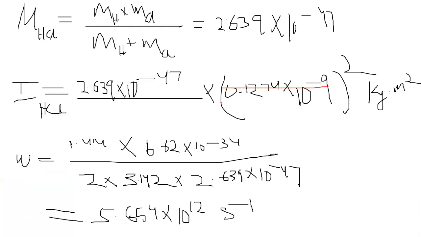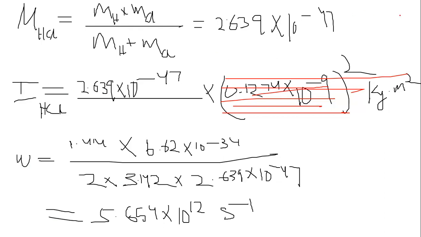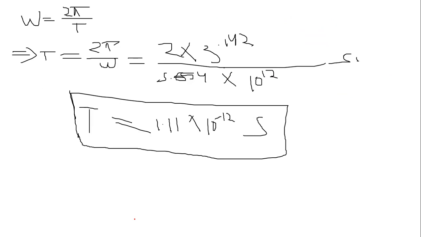So when we multiply all this, the value of I will be 2.639 into 10 to the power minus 47 kg into meter square. So when you put all the values, omega will be 5.654 into 10 to the power 12 second inverse, and we know omega is equal to 2 pi by T. So the time period of rotation will be 2 pi by omega.